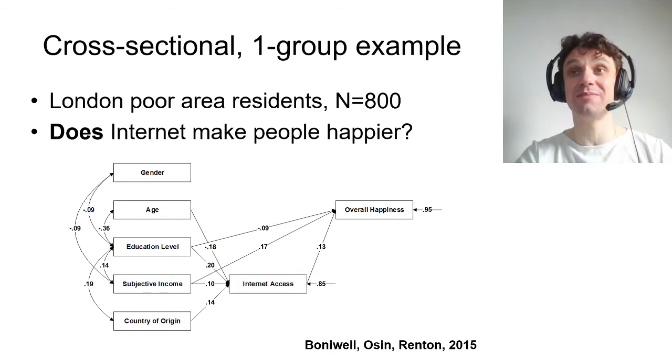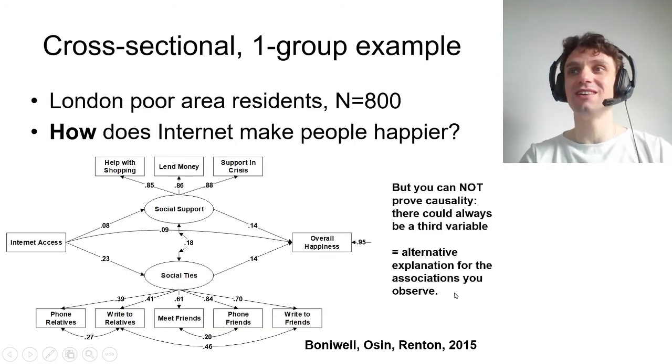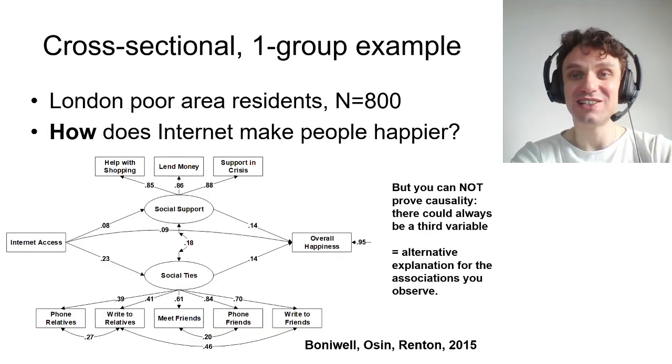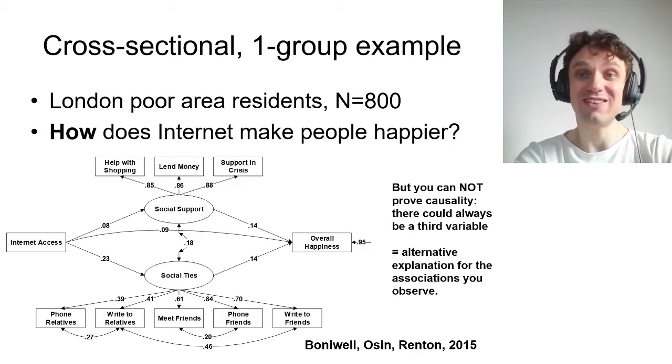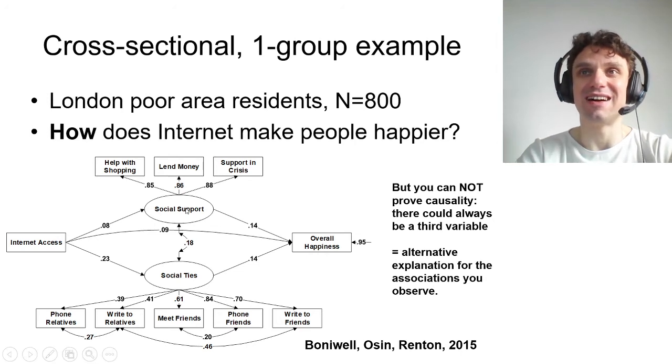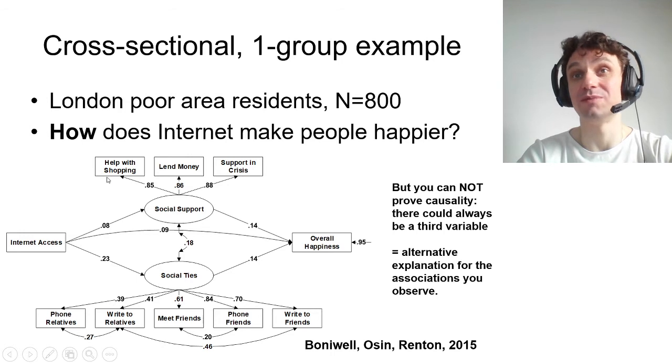So we had those hypotheses, and luckily for us, in this data set, there were also variables quantifying the extent to which people go out, the extent of social ties and social support. So we created this structural equation model where we had questions: how many people you have who can help you with shopping, lend you money when you're in need, or support you in crisis.